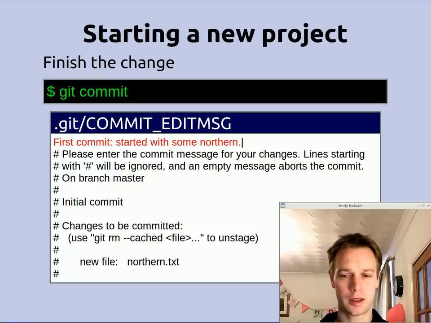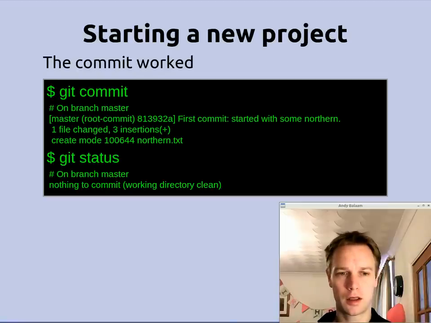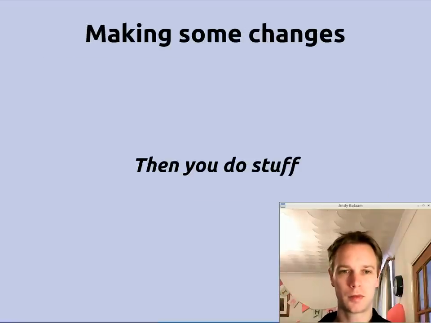Once I exit from that text editor, git commit will respond by telling us some more information that we don't need to worry about for now. But you'll notice that it prints out the message we gave. And then if we do a git status, it says nothing to commit, working directory clean. So there's no changes anymore that are not already in history tracked by Git. We haven't made any changes since the last time we committed.